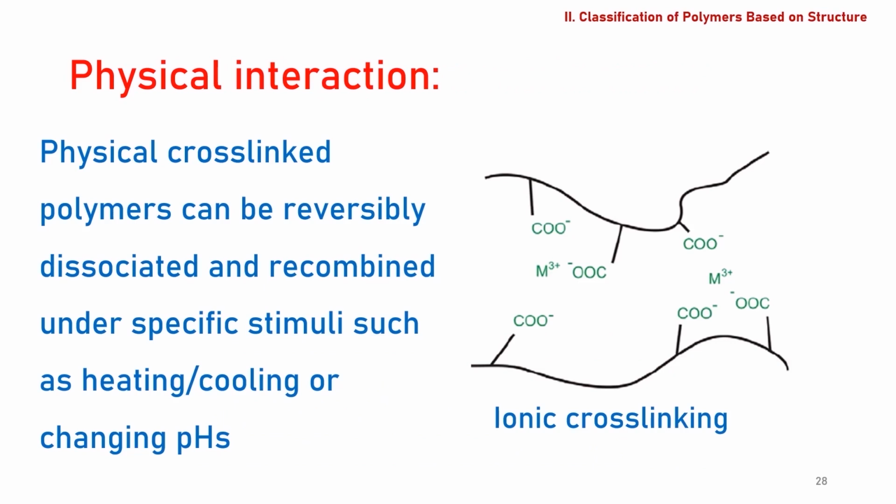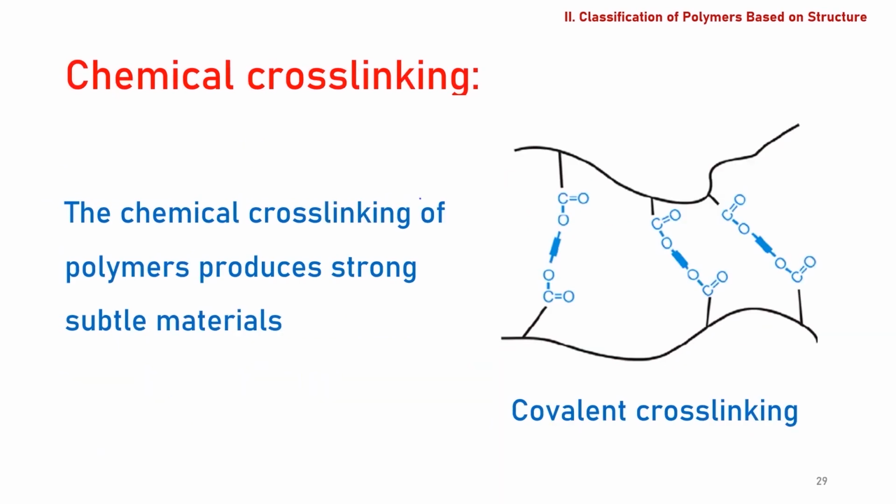The interconnection cross-link points can be obtained by physical interactions, such as hydrogen bond, ionic bond, hydrophobic interactions, or coordination bonds. Physical cross-linked polymers can be reversibly dissociated and recombined under specific stimuli such as heating, cooling, or changing pHs. Chemical cross-linkers are used to cross-link polymeric chains through side chain interactions.